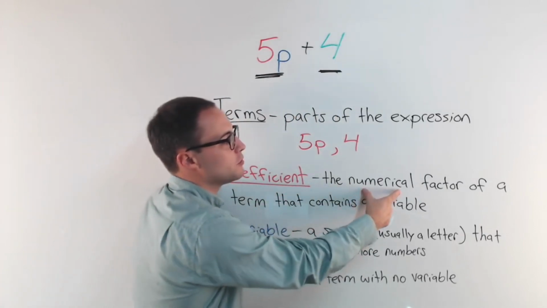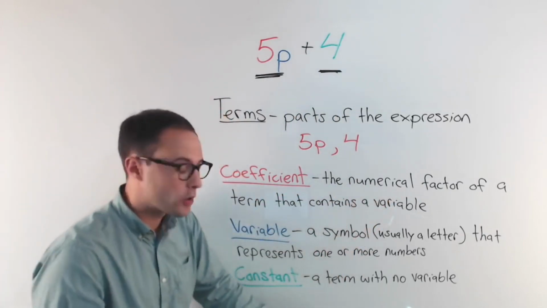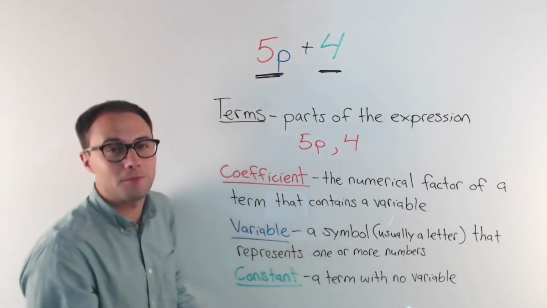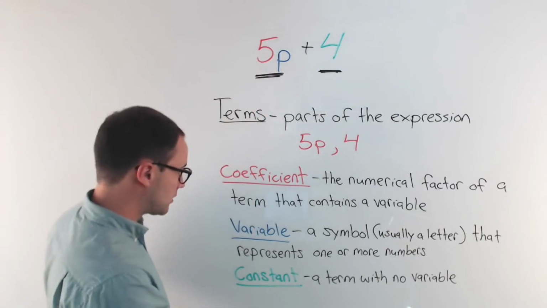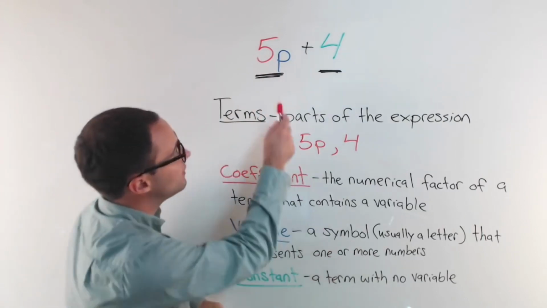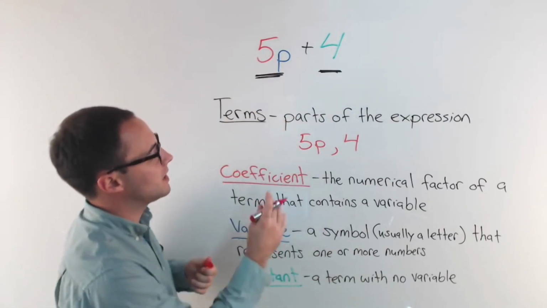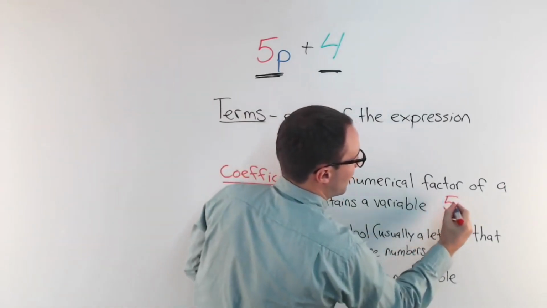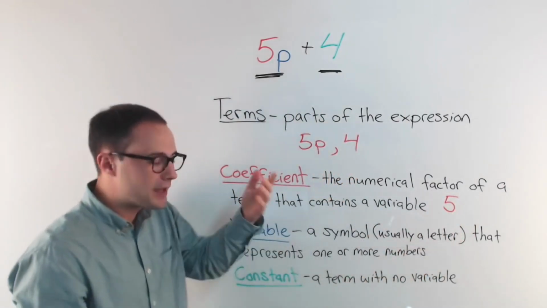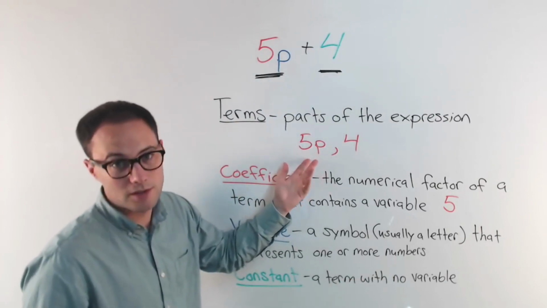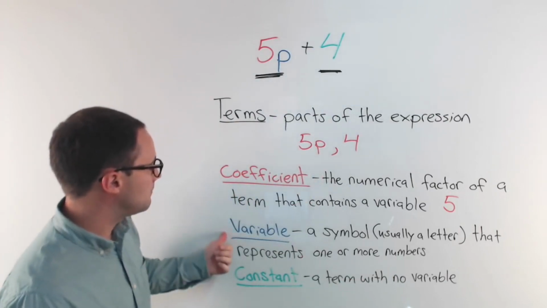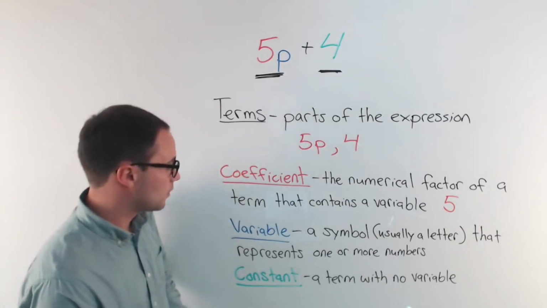The coefficient is the numerical factor. So it's the part of the term, it's the number, basically. In this expression, the coefficient here is 5. You can think of it as just the number in front of the variable. Next, a variable. Well, what is a variable?